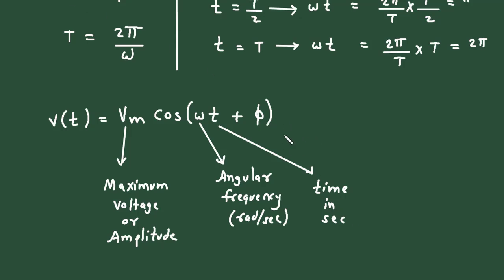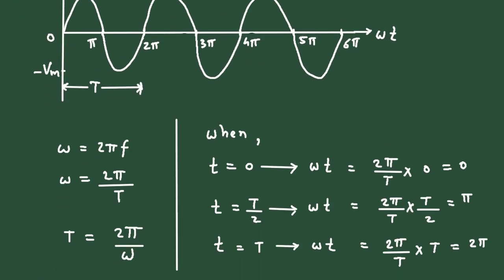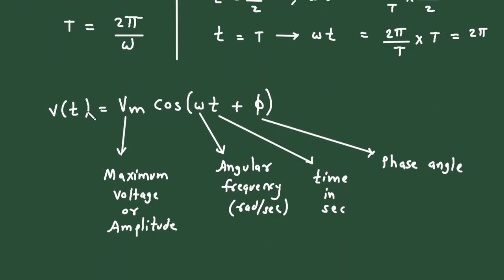Now what is this phi? This phi is the phase shift, or we can say it is the phase angle. So this V of t is the sinusoidal voltage. Now for this sinusoidal voltage, we will get all the values for it, like maximum voltage or amplitude, then angular frequency, then time in second, then phi is the phase angle. Now what is this phase angle? This is called the generalized expression for sinusoids.